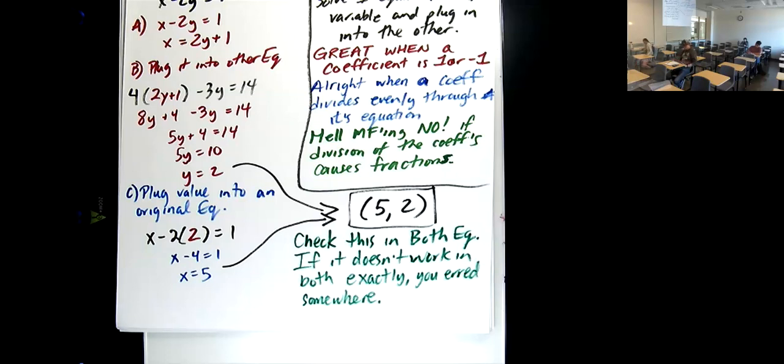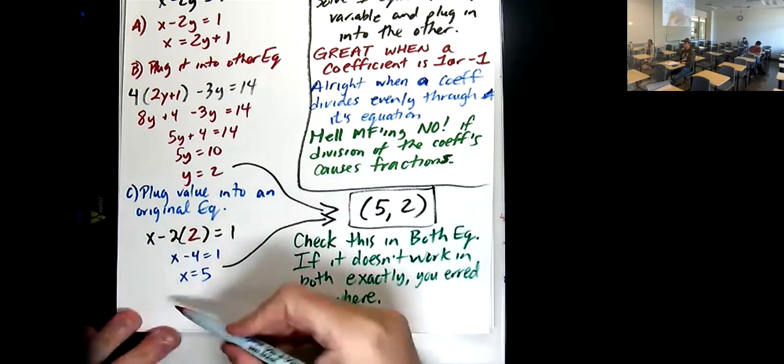This is for a 2x2 system of equations. Here we had 2 equations with 2 unknowns.